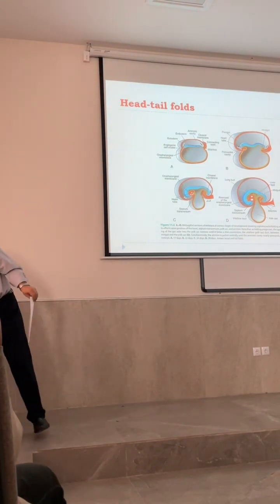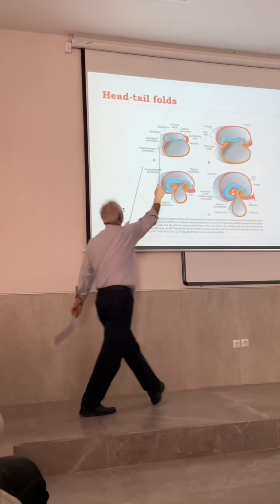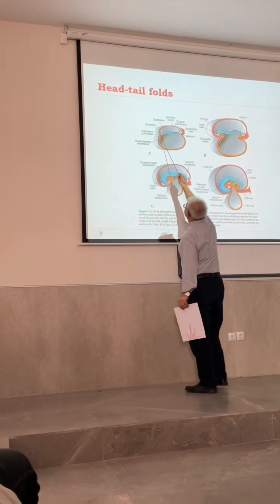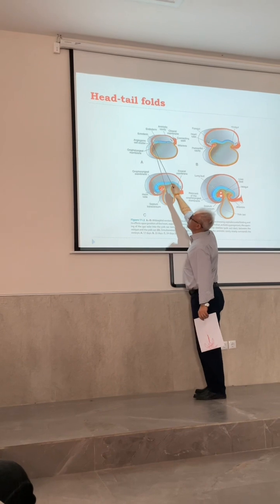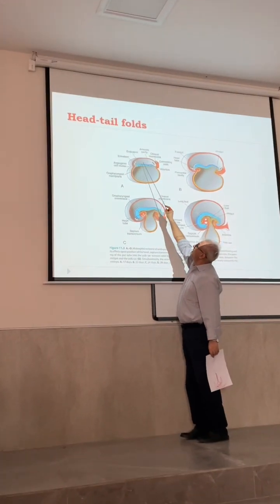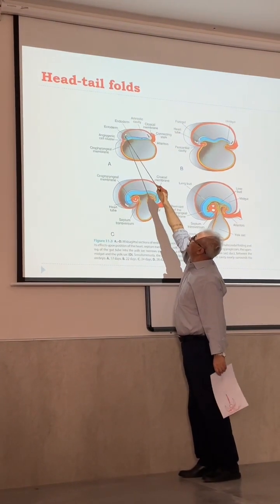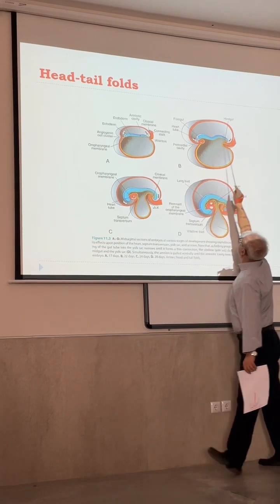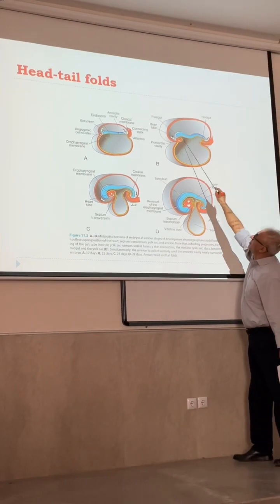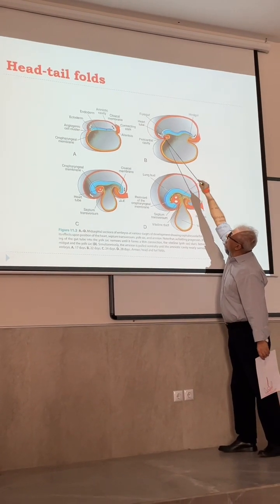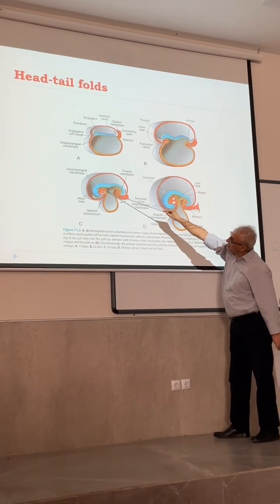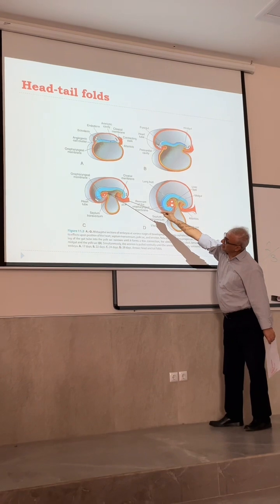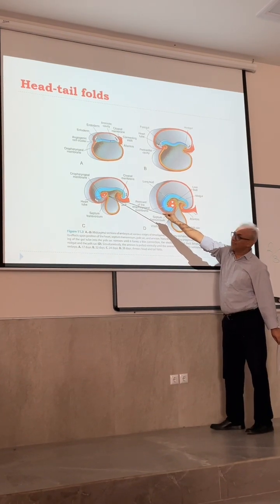If you look here, the opening closes. Here's the cardiogenic area, okay? Here's the oropharyngeal membrane and septum transversum. Because of the cranial-caudal folding, what happened? The heart comes to the thorax, and the septum transversum is behind it.